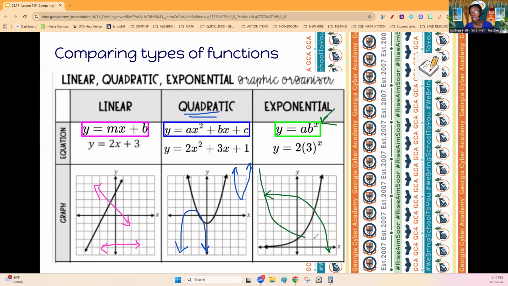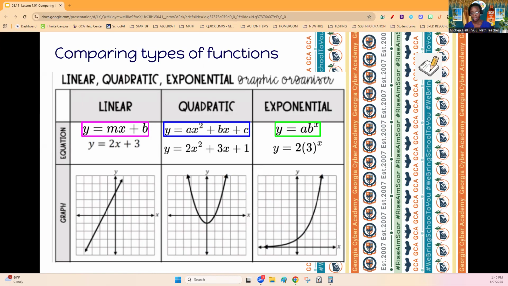Sometimes it looks like this. If it's shaped like a slide, it is an exponential function, okay? So these are the three basic functions that we're going to be talking about in algebra. So I'm introducing you guys to the three functions we're going to be talking about the most in algebra.